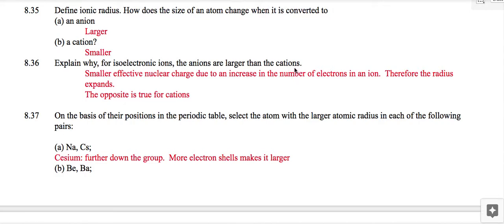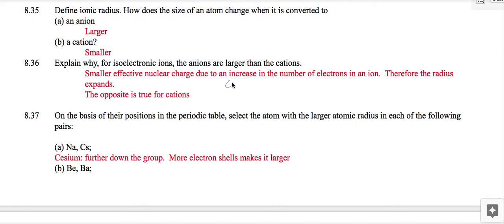It has to do with that effective nuclear charge. If we add electrons to make it negative, that means the protons of the nucleus are not going to be able to hold on to those electrons as tightly. Therefore, the radius expands. The opposite is true for cations. If we have fewer electrons and the same amount of protons, then the effective nuclear charge is greater and the radius shrinks. So let's look at this with an example.